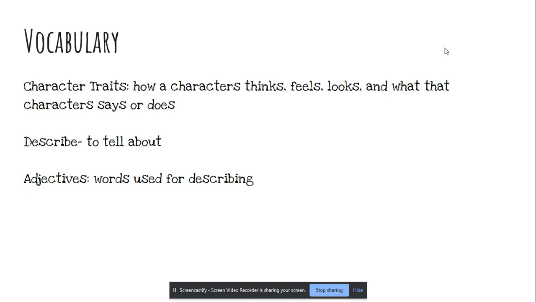Let's start with some important vocabulary. First, we have character traits. Character traits are how a character thinks, feels, looks, and what that character says or does. Character traits are important when we describe a character. When we describe something, we are telling about something. And when we describe, we often use adjectives. Adjectives are words used for describing. An example of an adjective would be big, or small, or fuzzy, or happy. Those are just some examples of adjectives.